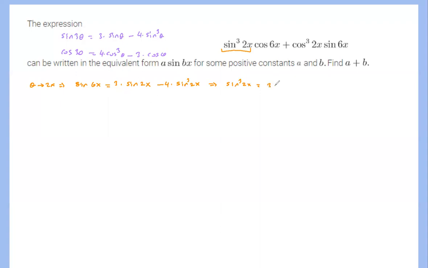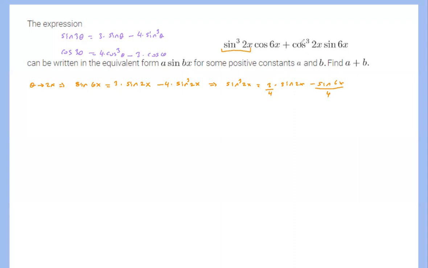So 3 times sine 2x, and then minus sine 6x. But I divide by 4, so that will be 3 over 4, and you will get this guy to be over 4 as well. So I hope this is clear. I just pull this sine cube 2x alone because that's what I need.